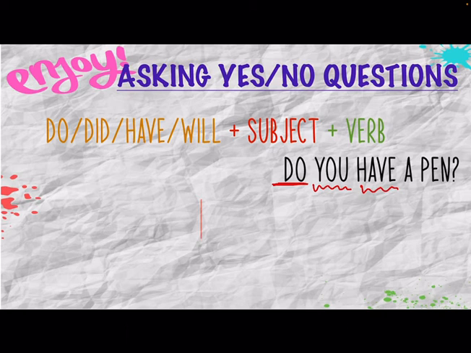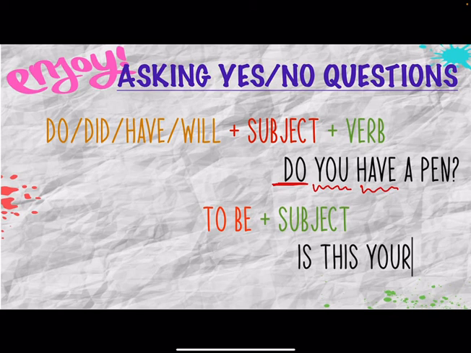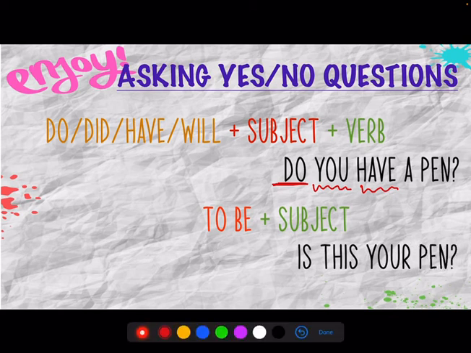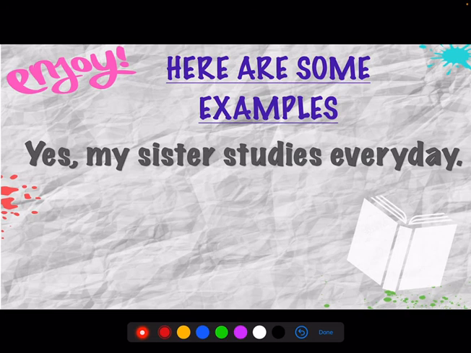Okay? And of course, there's another way using the verb to be. It should start with the verb to be plus the subject. For example, is this your pen? I use the verb is. Is this your pen? This is how I ask a yes/no question. Let's have an example. I have this sentence or this answer, and I want to ask a question now. Yes, my sister studies every day. So pay attention. You have yes, so for sure you have to ask with a yes/no question.